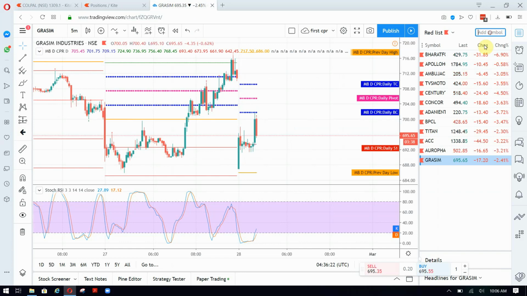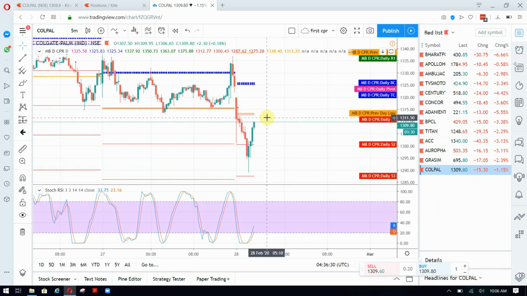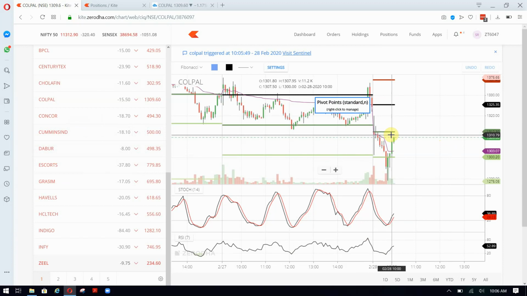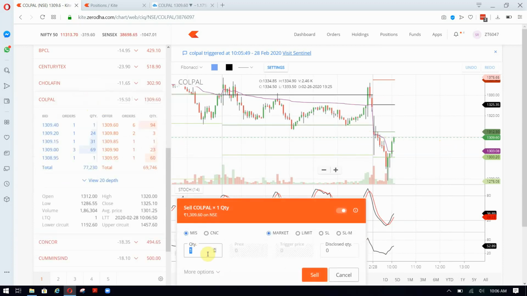So let me quickly check Colgate Palmolive. I think let me short at this price, 1311.50. No, I'll take 1311. I'm going to take only 100 because I maybe could take 150, but as this is in the above 1000 price range, I don't want to take more.